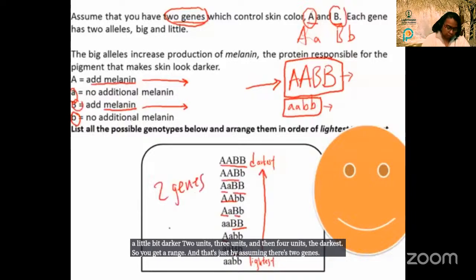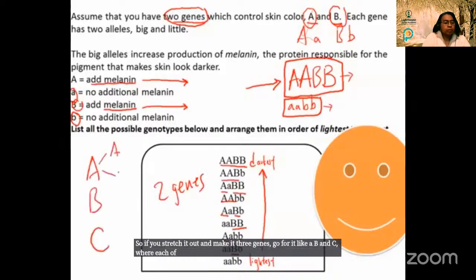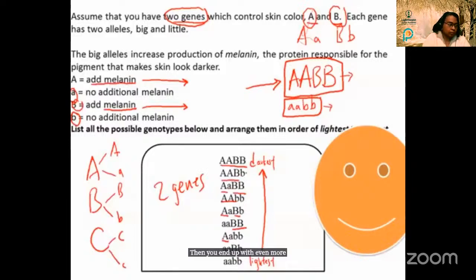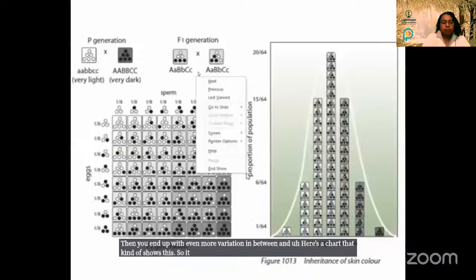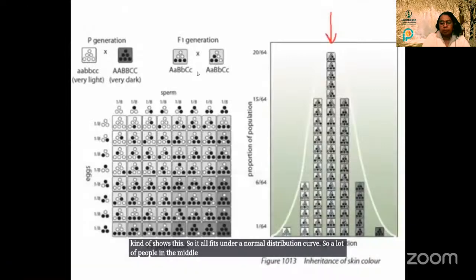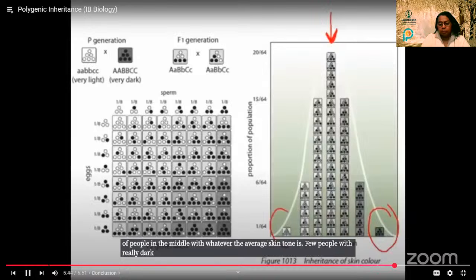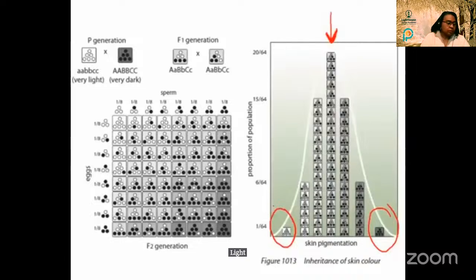So if you stretch it out and make it 3 genes, go with A, B, and C, where each of these has 2 different forms, hopefully you're following this, then you end up with even more variation in between. And here's a chart that kind of shows this. So it all fits under a normal distribution curve. So a lot of people in the middle with whatever the average skin tone is, few people with really dark skin and few people with really, really light skin color.